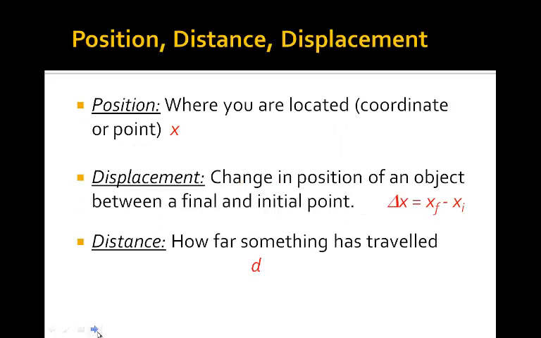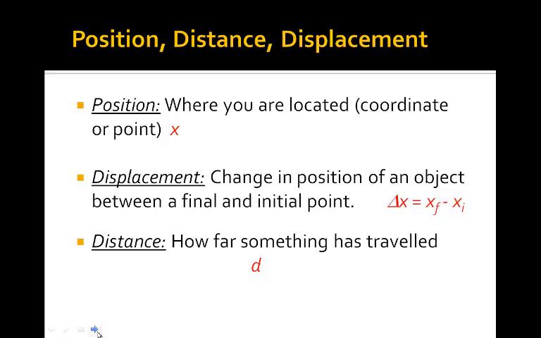Okay, so we're going to start with three basic definitions. A position is just where you are, and this can be a coordinate or a point, and we represent that by x. Displacement and distance in everyday language would be pretty much the same thing. But in physics, we've got to be very careful, and they do have a different meaning, so we have to make sure that we're really listening or reading what they want.